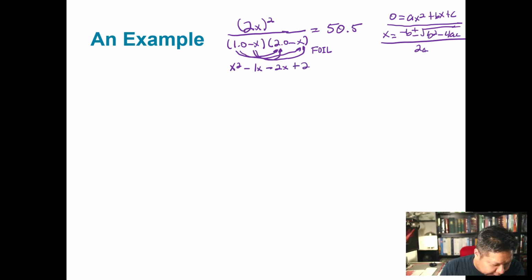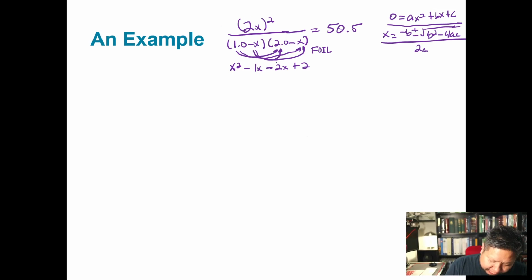And just to be clear about where that comes from, right? We have the minus x times the minus x gives us x squared. Then the 1x times the minus x gives us the minus 1x. And then the minus x times the 2 gives us the minus 2x. And then the 1 times 2 gets us the 2. So that's where that comes from, right? So I'm going to go ahead and simplify all this down now.